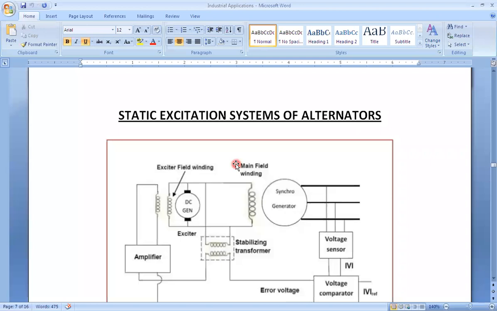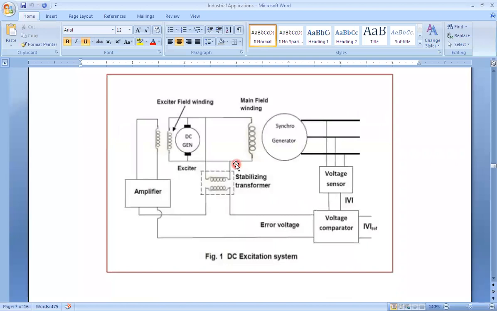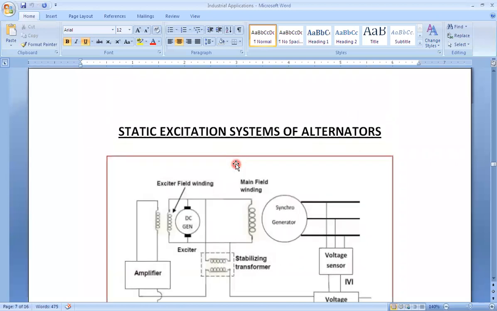Hello friends, another industrial application of power electronic circuits is the static excitation system of an alternator. This is a very simple circuit diagram, but it is very complicated to manage. Generally, to develop the voltage, to manage the power factor of the grid, as well as to maintain the frequency, we have to excite the field winding of the synchronous motor or alternator.